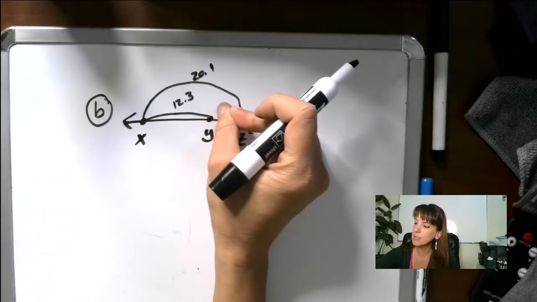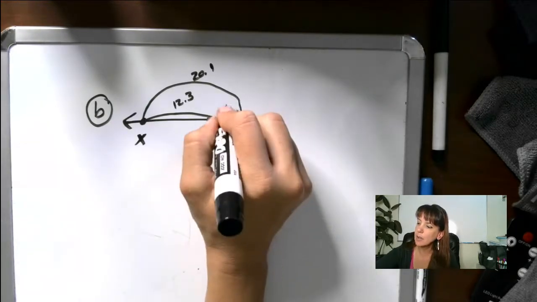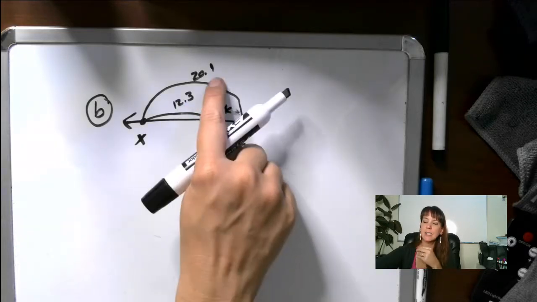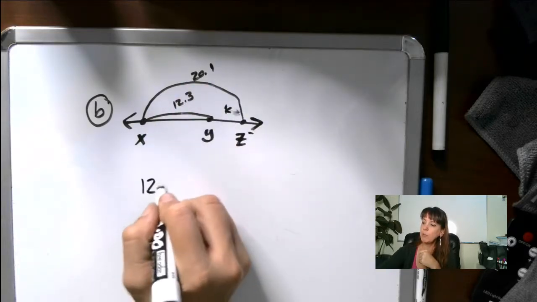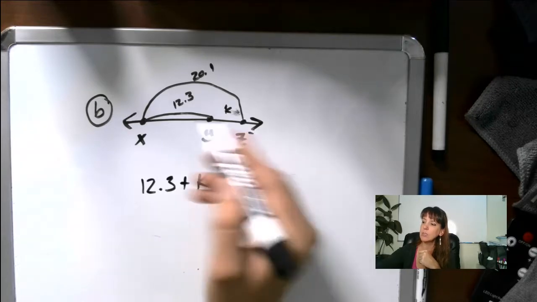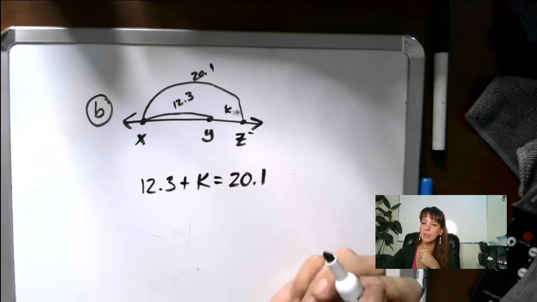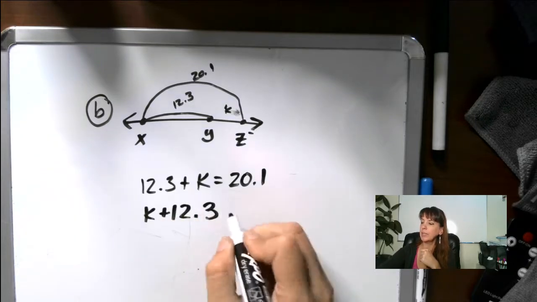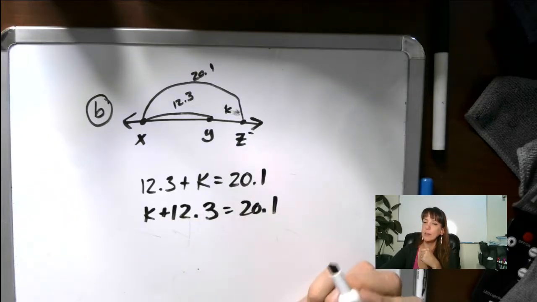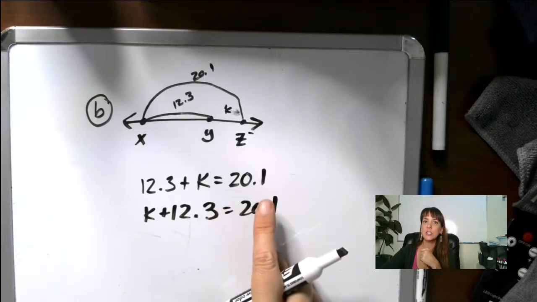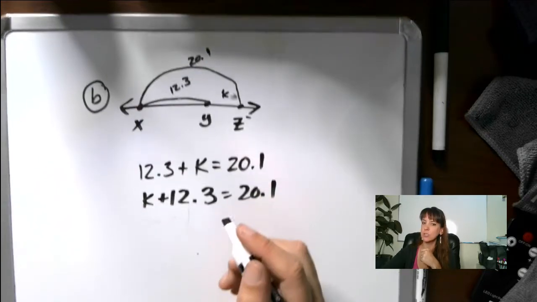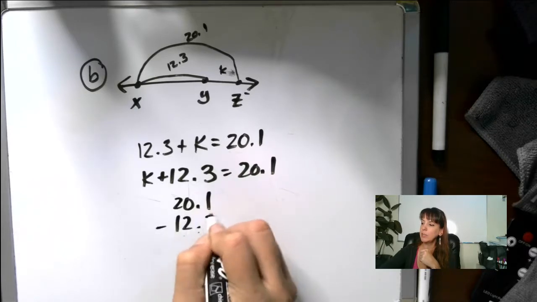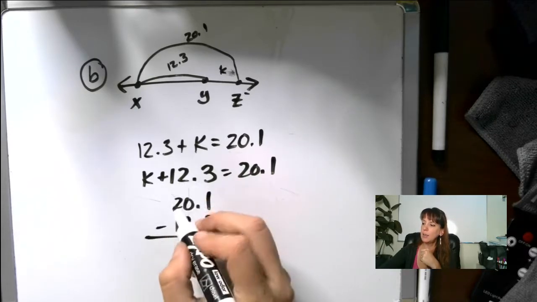So we're going to put a little, oh, I shouldn't put an X. Let's put K for Caitlin, okay? So basically, this plus this is going to equal that. So 12.3 plus K equals 20.1. I'm going to flip these around and do K plus 12.3 equals 20.1. Remember, if you add in this direction, you can subtract in this direction. So let's subtract that. 20.1 minus 12.3.